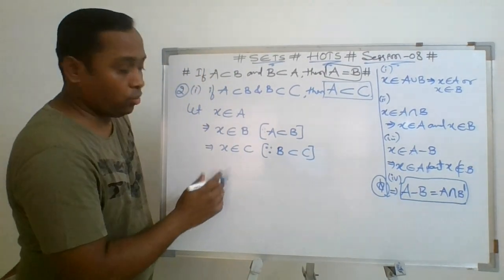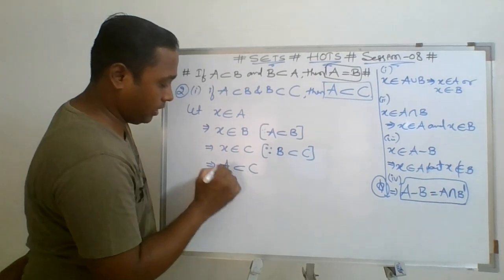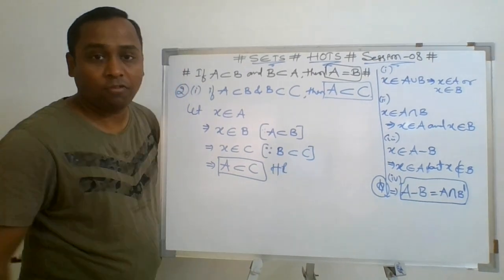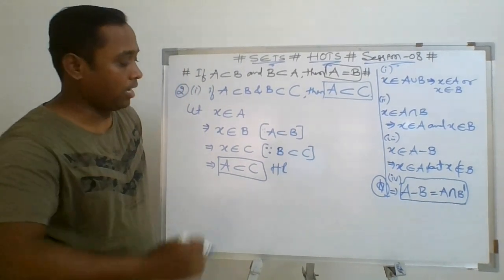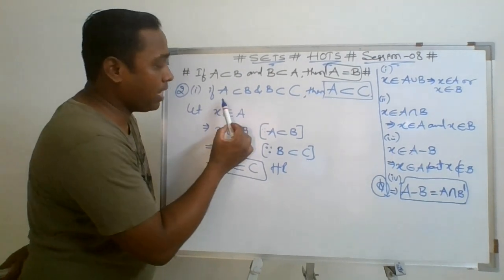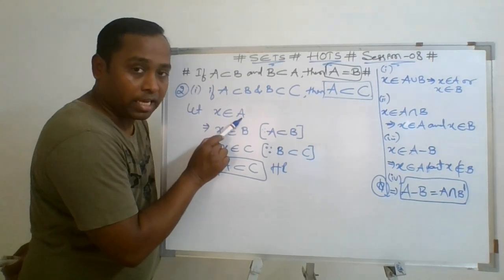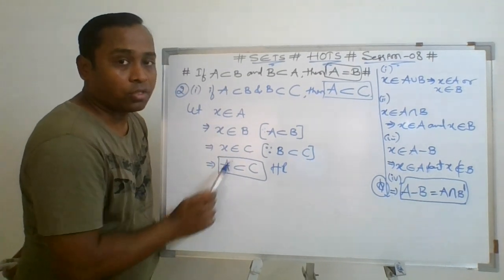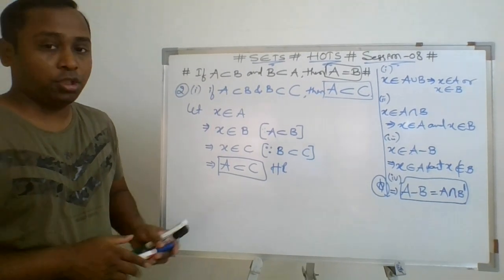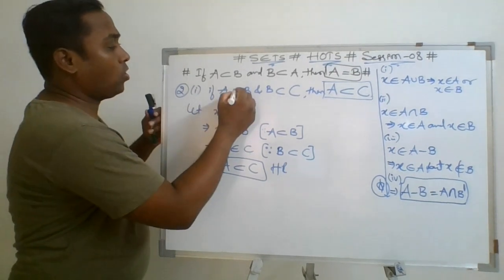So it is sufficient to say that A is a subset of C. बहुत ही छोटा प्रूफ है, बट बहुत ही सिंपल है. देखिए, आप x A में है तो B में भी है, B में हो तो C में भी हो गया by the given condition. So ultimately x belongs to A, it also belongs to C, then A is a subset of C, hence proved.